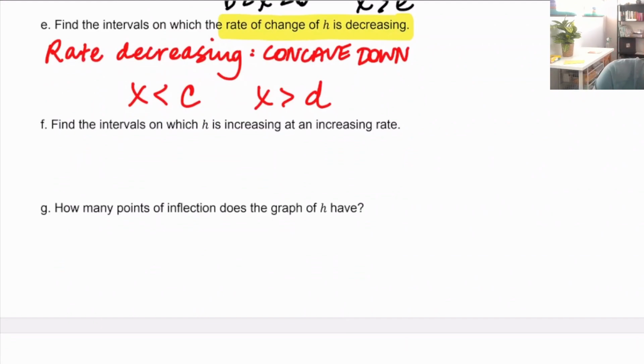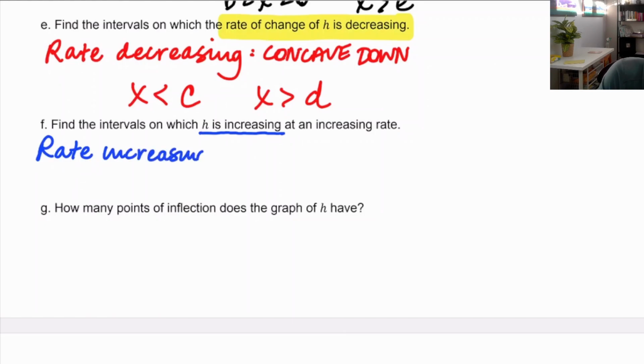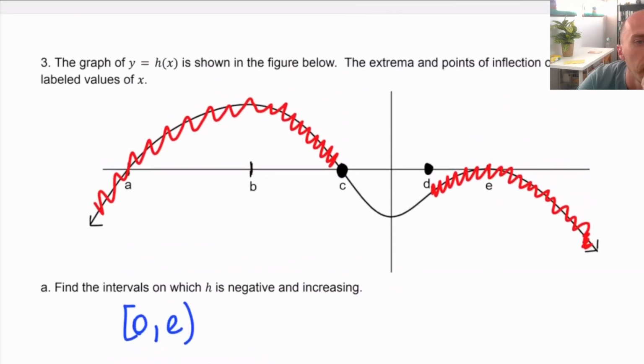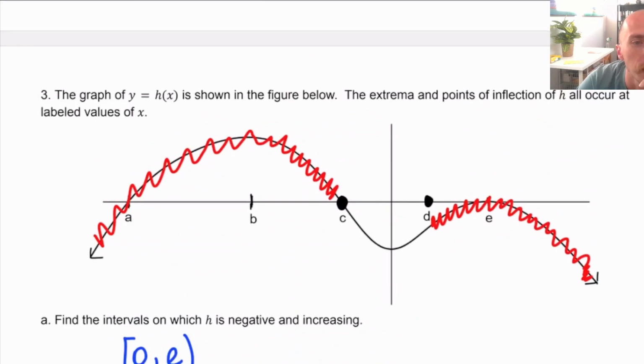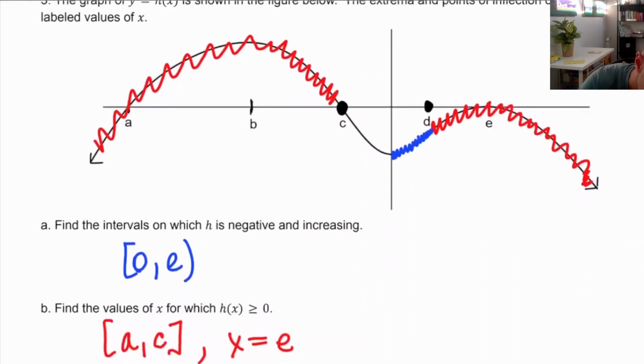Increasing at an increasing rate, okay, we know what H is increasing looks like. It's going uphill. Rate is increasing. That's going to be where the graph is concave up. Okay, increasing and concave up. I might even draw a picture of that. Looking for that piece of graph there. And okay, yeah, this is going to be relatively brief because it's only concave up between C and D, and increasing and concave up would be right here. So that's 0 up to D.